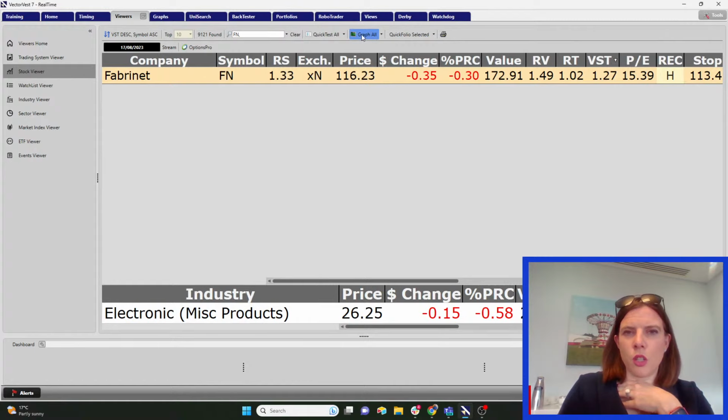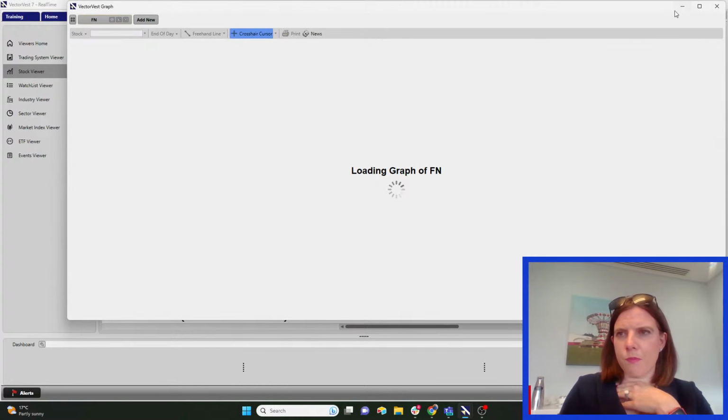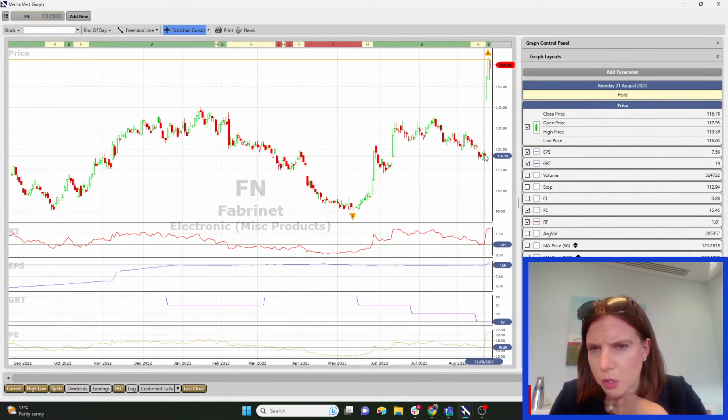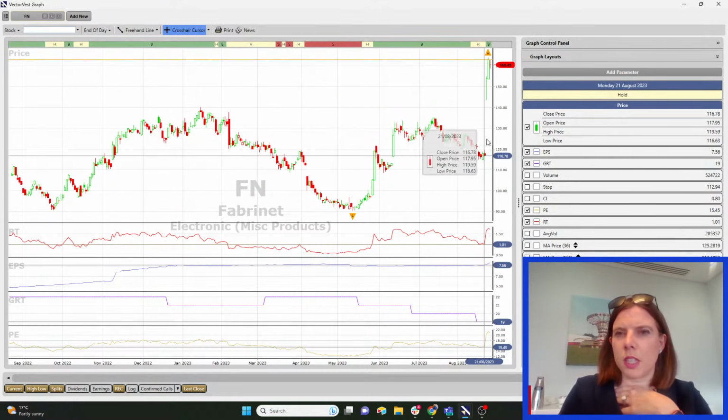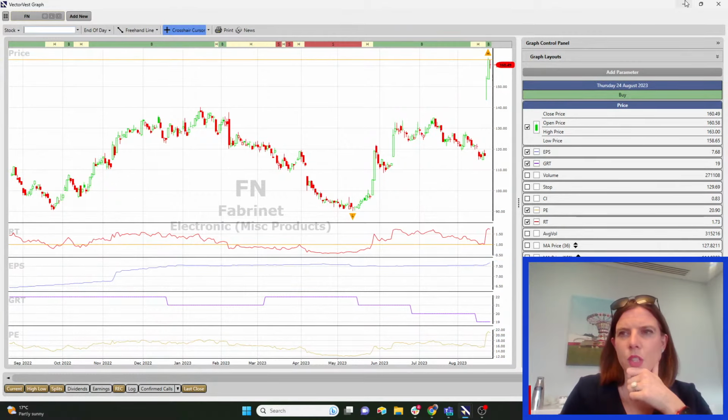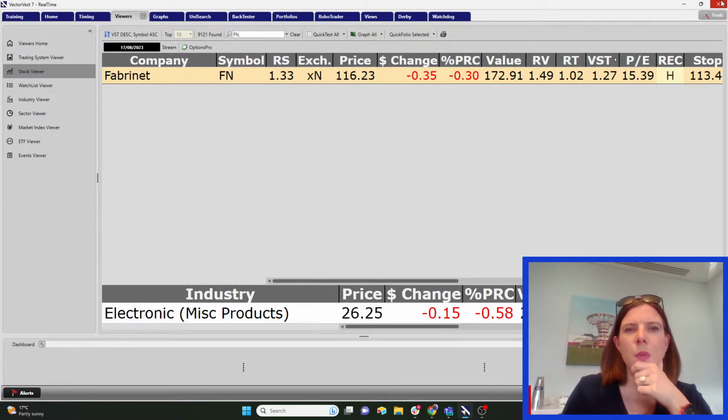So let's look at what happened when the earnings came out. You can see there was a really big gap up, really significant. The stock was trading at $116 before the earnings. It's now up and trading at $160.49.